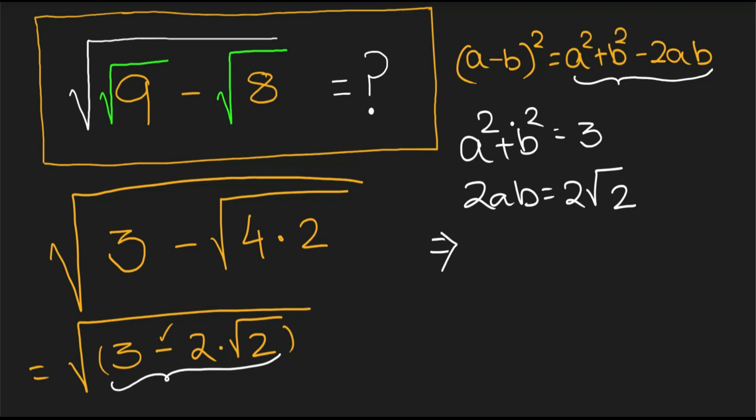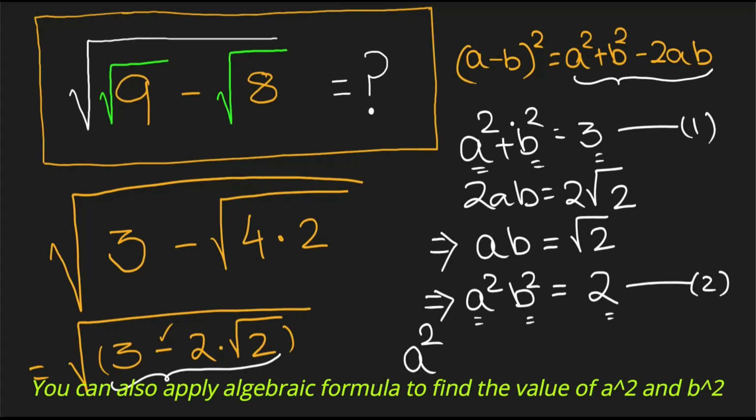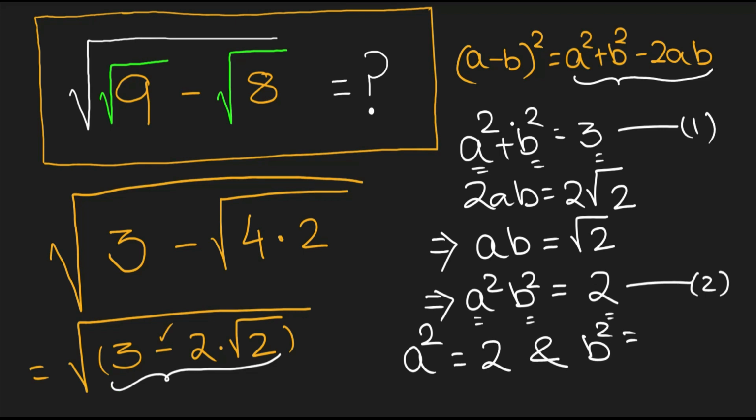Now from here we can say that ab is equal to root 2. Squaring both the sides, we can say a square b square is equal to root 2 square, that is 2. So from these two equations we need to determine two numbers whose addition is 3 and whose multiplication is 2. Then the possibility is a square is equal to 2 and b square is equal to 1.